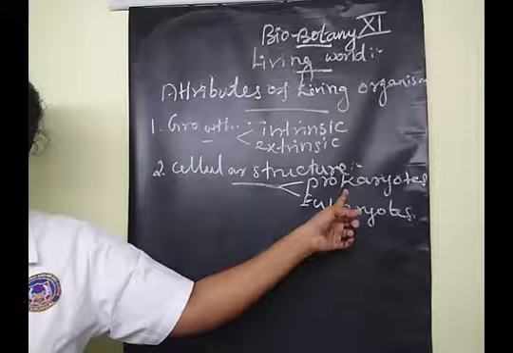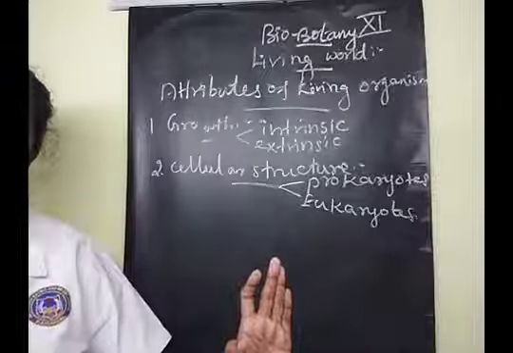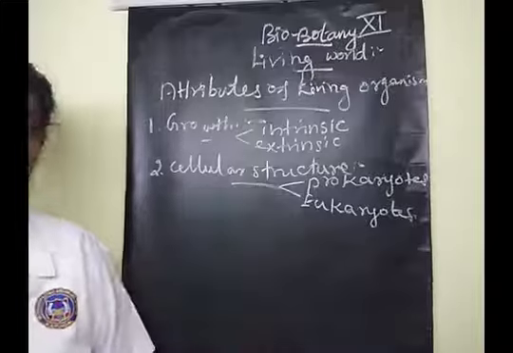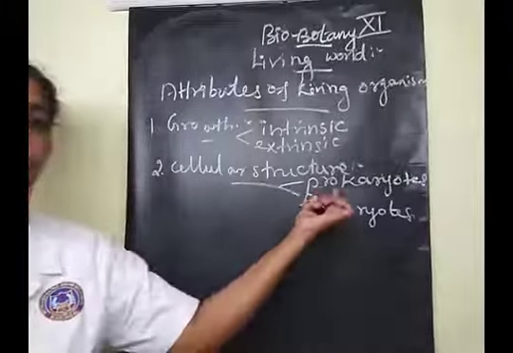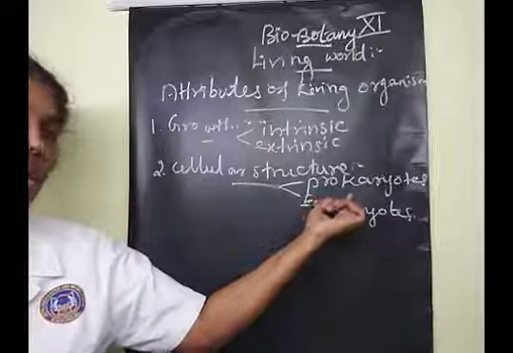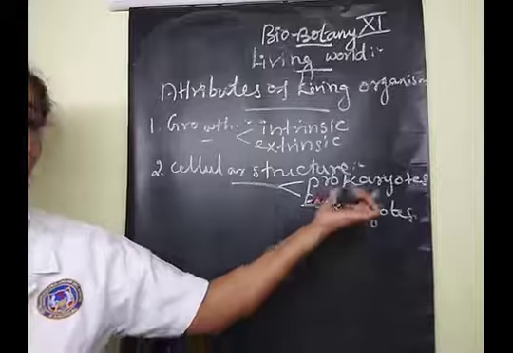Prokaryotic means there is no definite nucleus, no membrane-bound nucleus and organelles. Clear? So, the lack of membrane-bound nuclei and organelles. Organelles means mitochondria, endoplasmic reticulum, Golgi complex. So these are the organelles.